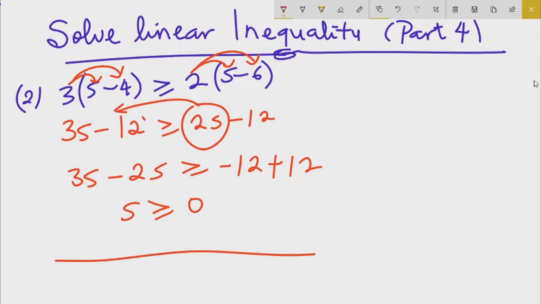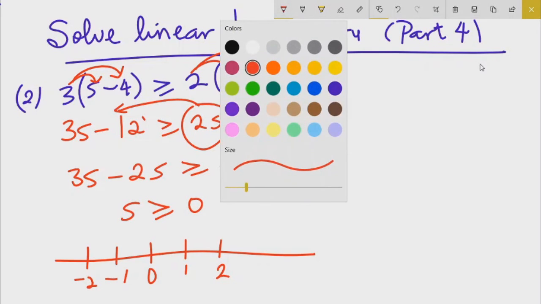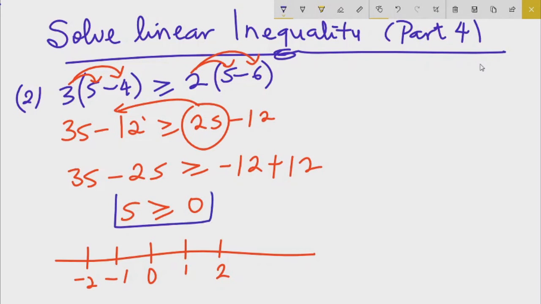What this is telling us is, on the number line, we have 0, 1, 2, and negative 1, negative 2. So the solution is x greater than or equal to 0. That's our solution. To plot that, you put a filled circle on the 0, and then you go towards the right. So for this solution, the value can be 0, 1, 2, 10, 100, 1 million, and so on and so forth.